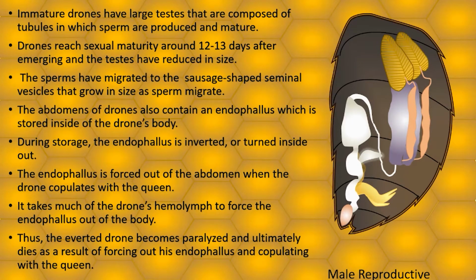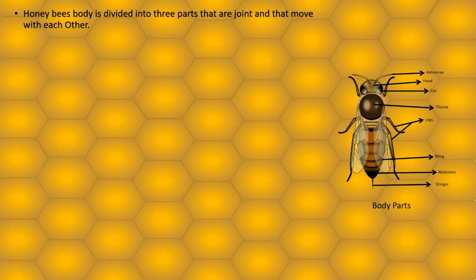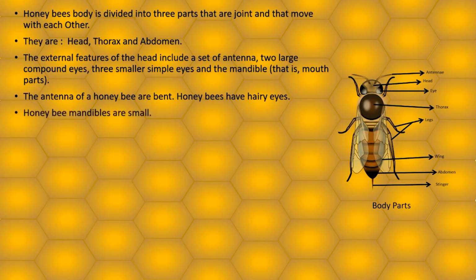with the queen. Following anatomy, let's look into morphology. A honeybee's body is divided into 3 parts that are joined and that move with each other. They are head, thorax and abdomen. The external features of the head include a set of antennae, 2 large compound eyes, 3 smaller simple eyes and the mandible, that is the mouth parts. The antennae of honeybees are bent. Honeybees have hairy eyes. Honeybees' mandibles are small.